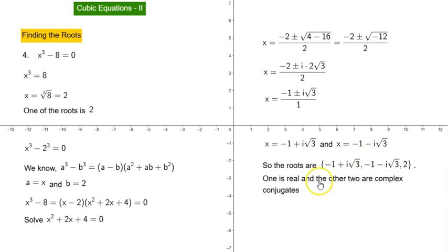So we have found the 3 roots, minus 1 plus i root 3, minus 1 minus i root 3 and 2. One is real and the other 2 are complex conjugates. So if we graph this, what do you expect? Remember, the complex numbers can't be plotted in the xy plane. So we would expect only one intersection. That is 2. That was finding the roots of the cubic equations. We can also say solving the cubic equation. That's it for now.